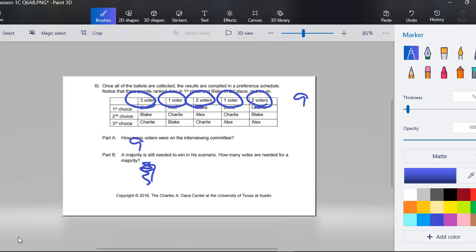A majority is still needed to win in this scenario, so how many votes are needed? Majority is half. If this is 4.5, we won't have 4.5 people voting. We'll have to say 5 is a majority, 4 is not, and just keep in mind that 5 plus 4 is still the 9 that we need.